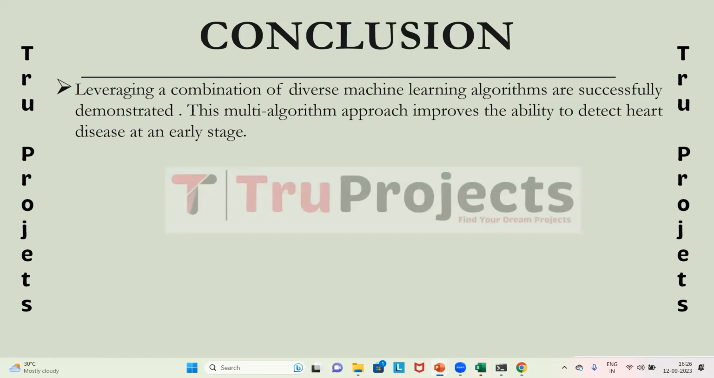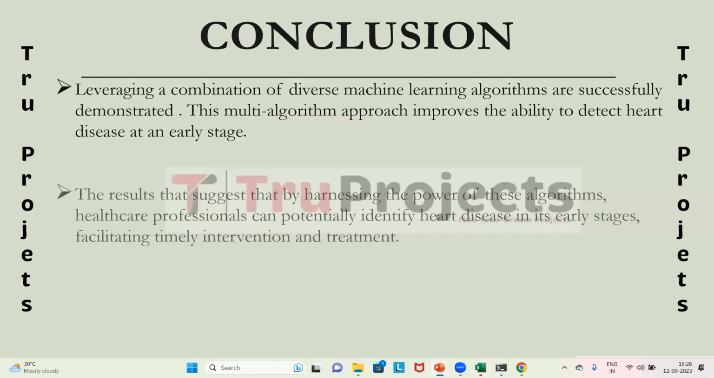Leveraging a combination of a diverse range of machine learning algorithms, we successfully demonstrated, including SVM, random forest, decision tree, MLP with ANN, SMO with linear SVC, gradient boosting classifier, linear discriminant classifier, KNN, XGBoost and a voting classifier, significantly enhances the accuracy of heart disease diagnosis. This multi-algorithmic approach improves the ability to detect heart disease at an early stage.